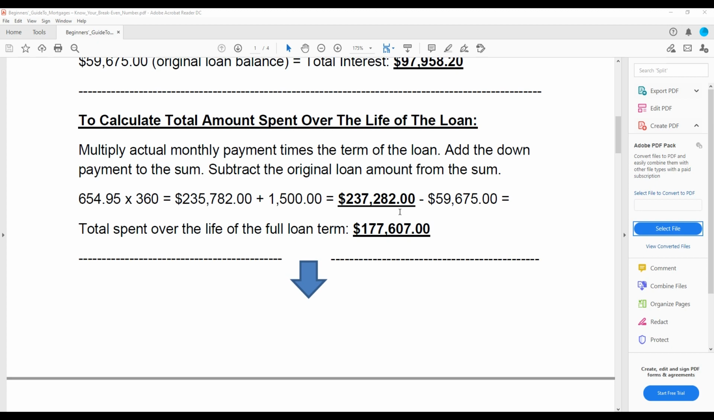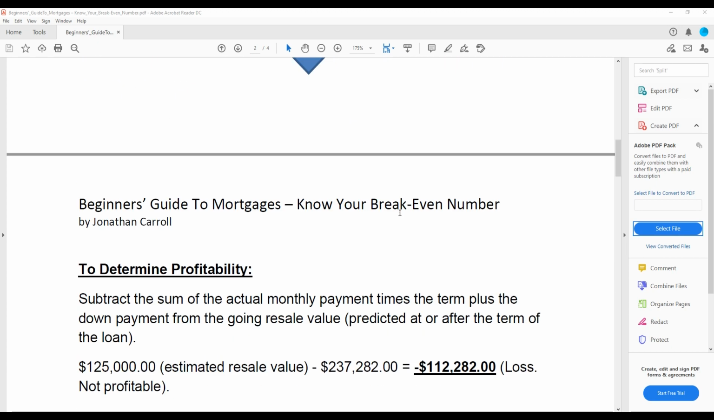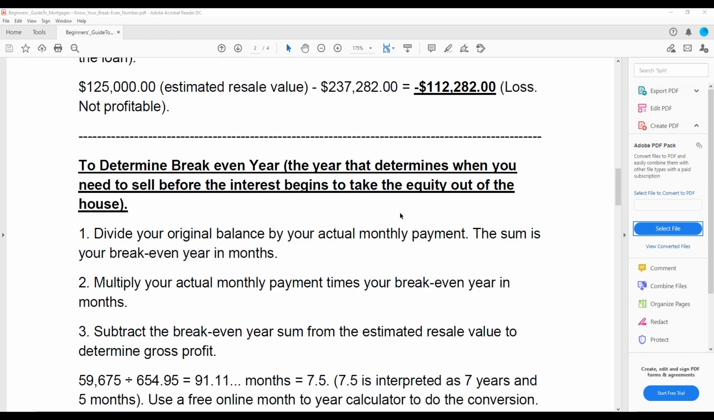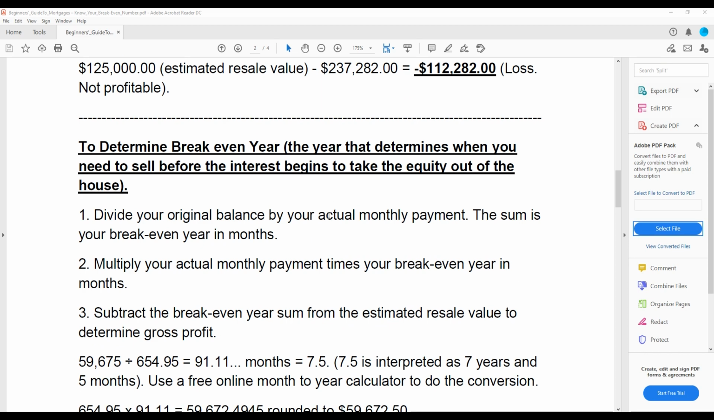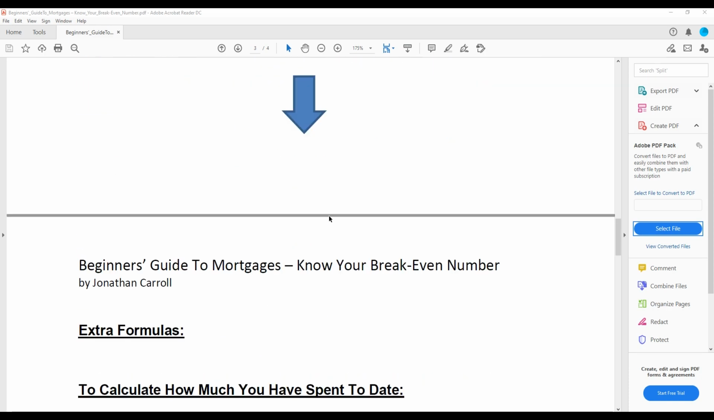So the best thing to do is to know your break-even year number and then sell the property around that point in time, whether it's a little before or a little after or exactly on that date. But you want to be as close to your break-even year as possible if you want to generate a maximum amount of capital profits from your investment.